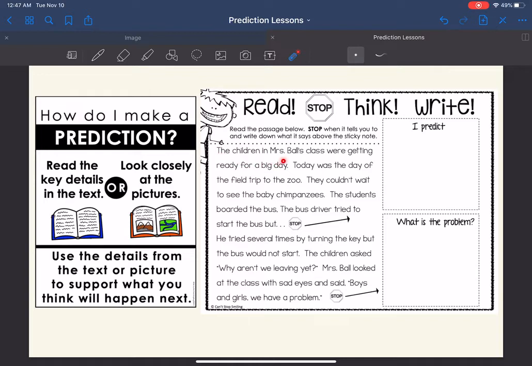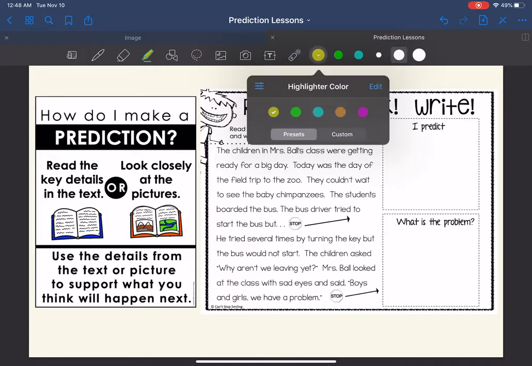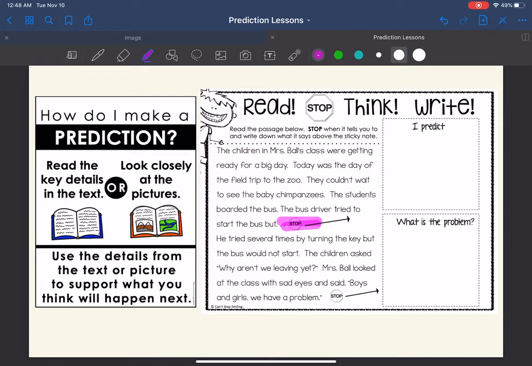The children in Mrs. Ball's class were getting ready for a big day. Today was the day of the field trip to the zoo. They couldn't wait to see the baby chimpanzees. The students boarded the bus. The bus driver tried to start the bus, but... So we're going to stop and make a prediction. So it's asking us to stop, think, and jot. So we just read.